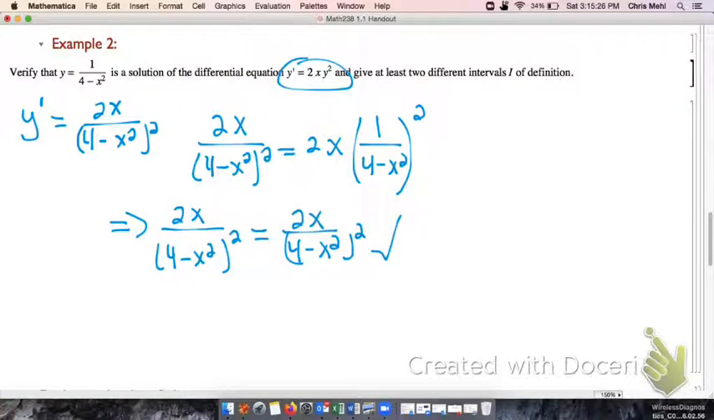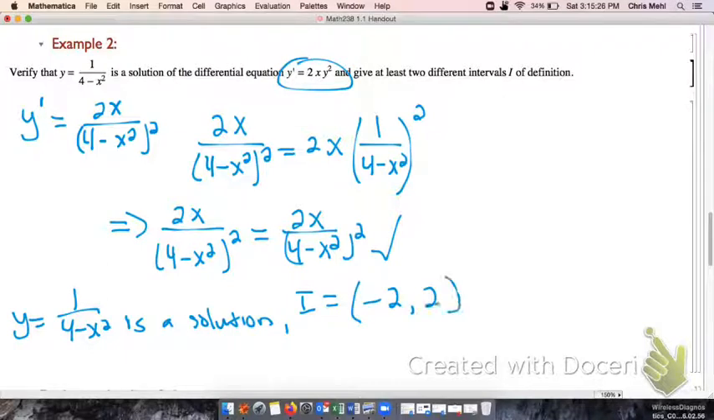So, first of all, this is a solution, and for the domain of the solution, for instance, I could choose -2 to 2, or I could choose -infinity to -2, okay?